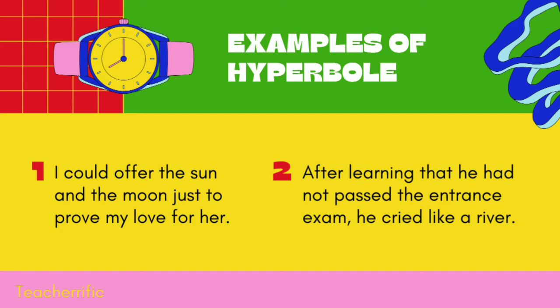Number 2. After learning that he had not passed the entrance exam, he cried like a river. The exaggeration in this sentence is crying like a river, which only means that he is very sad.